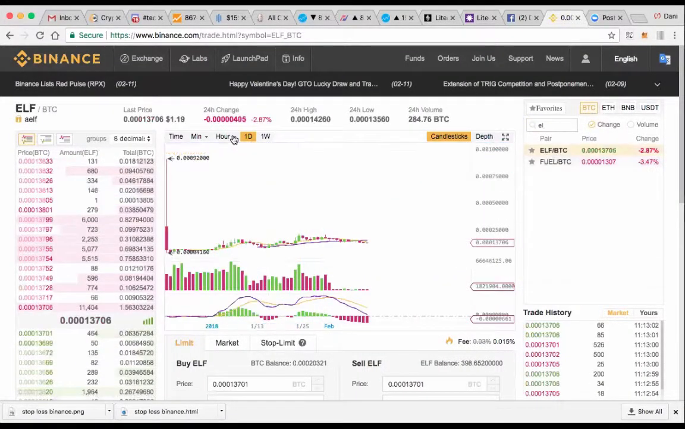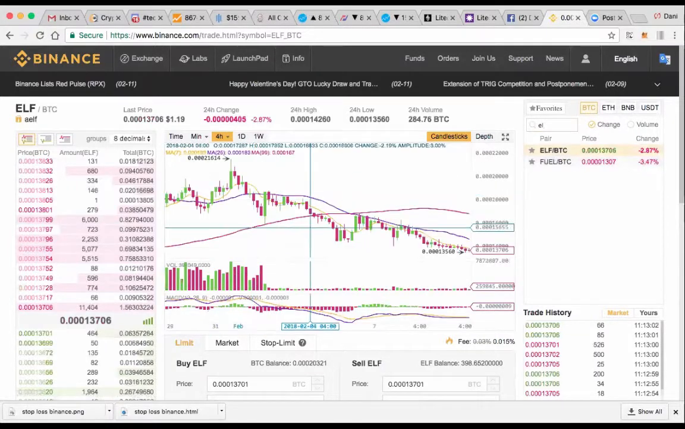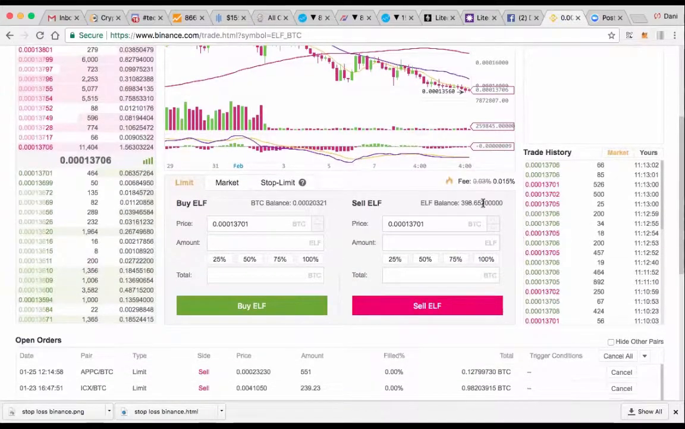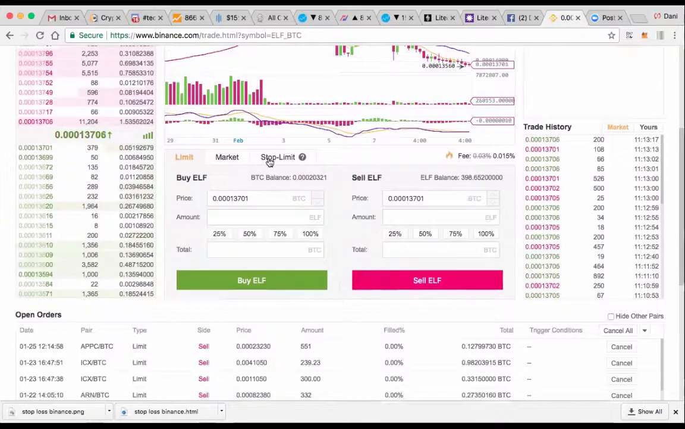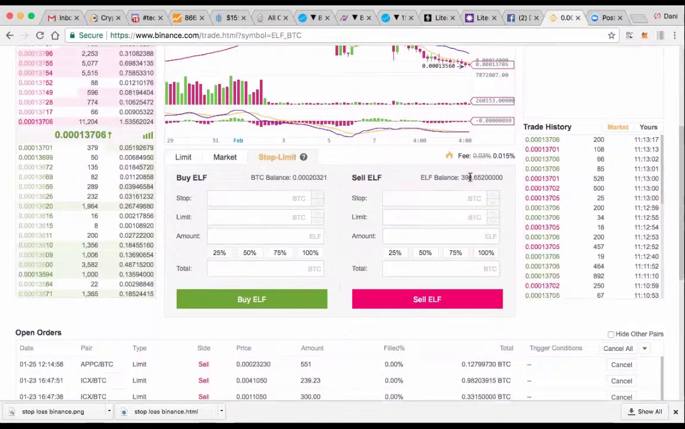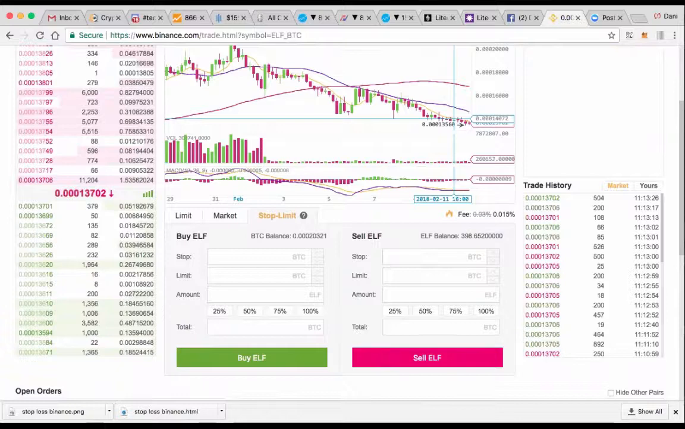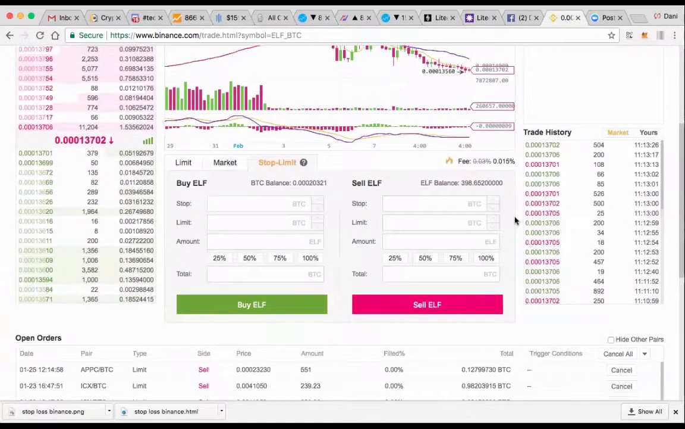AELF. So let's go to the 4 hour. All right. And we're going to go down here. I have 398 ELF and I want to set a stop limit. So I'm going to click on stop limit. I've bought those. Let's say I paid 13.5. Let's say I paid 14. Okay. And it's dropped down to 13.56, but I only want to risk 10%. All right. So same thing, I'd figure out what 10% is of 14,500 or 14,000 would be what?